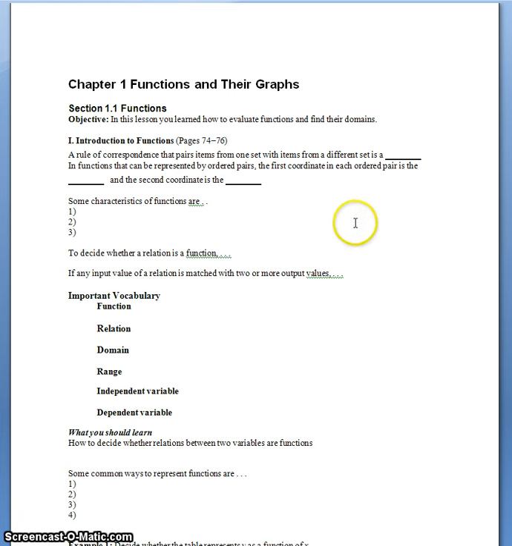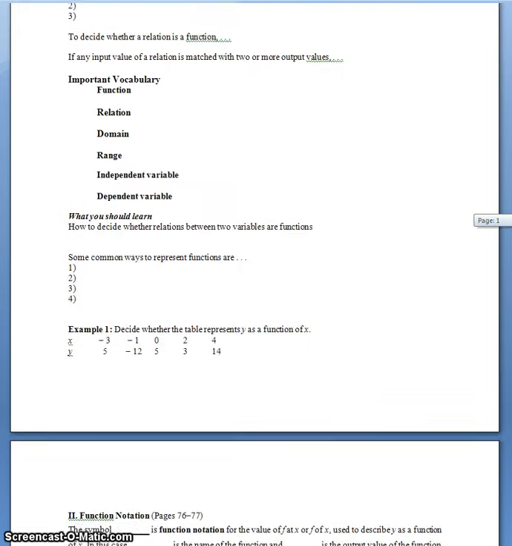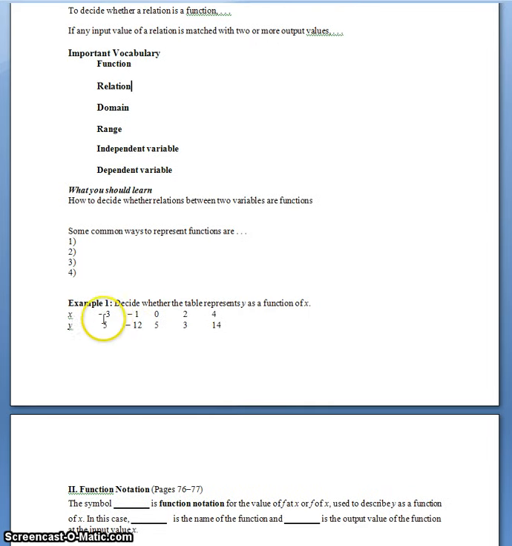We're going to be talking about what a function is and what a relation is. You may recall that a relation is simply a set of ordered pairs. Let's take a look at a set of ordered pairs down here in example 1. The minus 3 is paired with a 5, minus 1 is paired with negative 12. Anytime you have a set of ordered pairs, that is a relation.